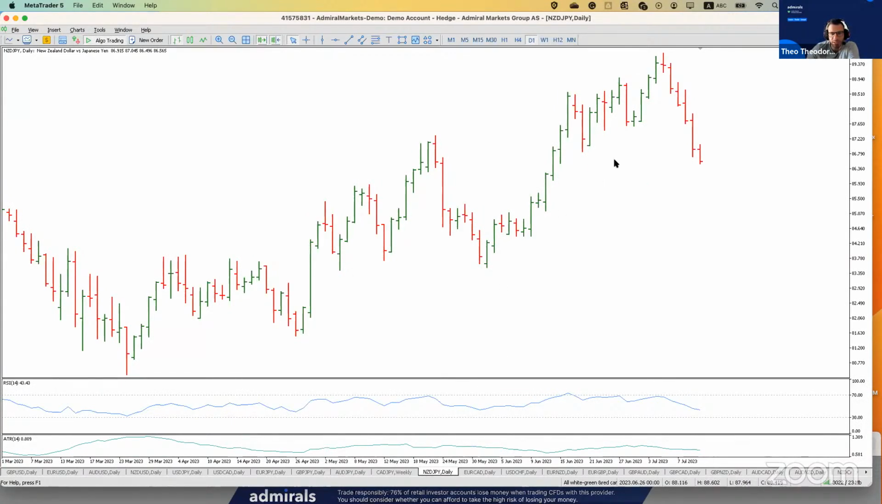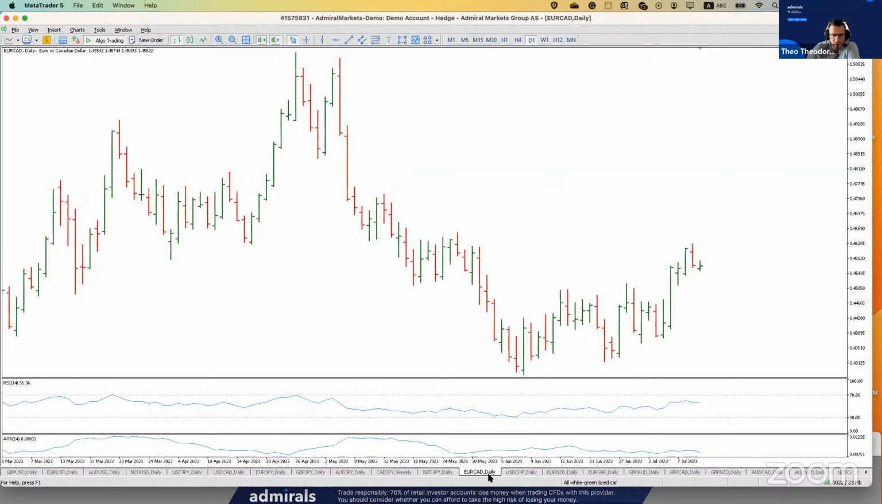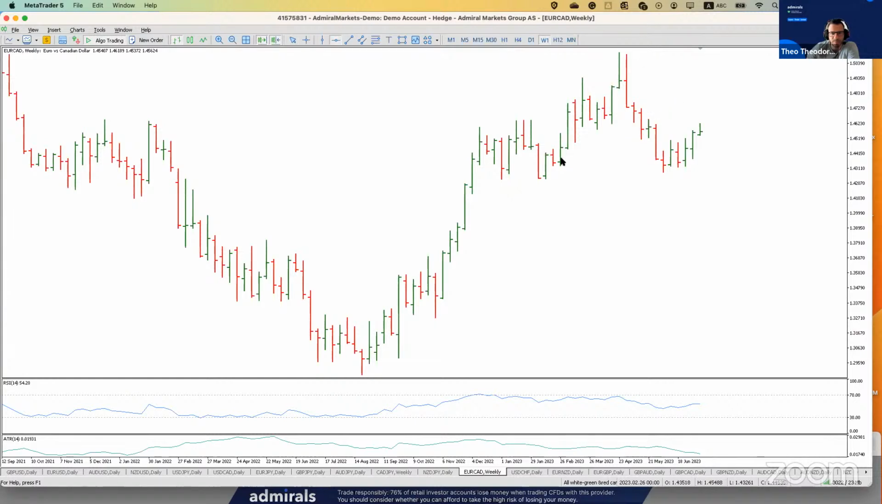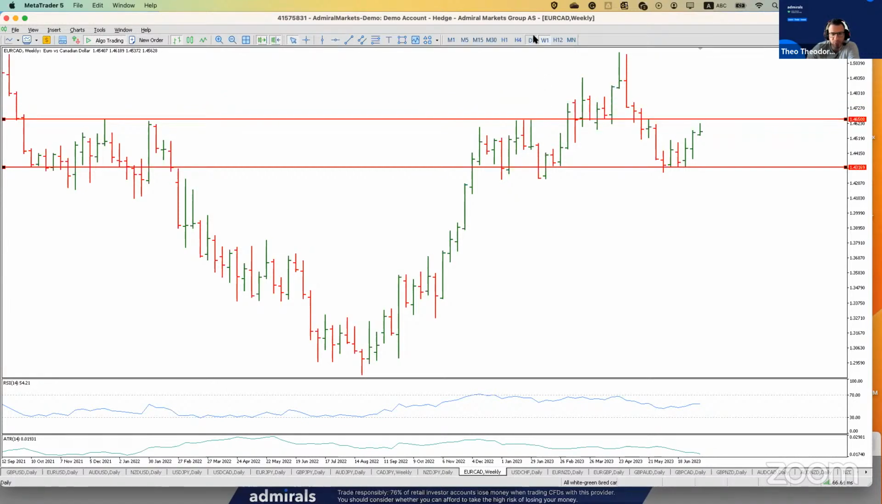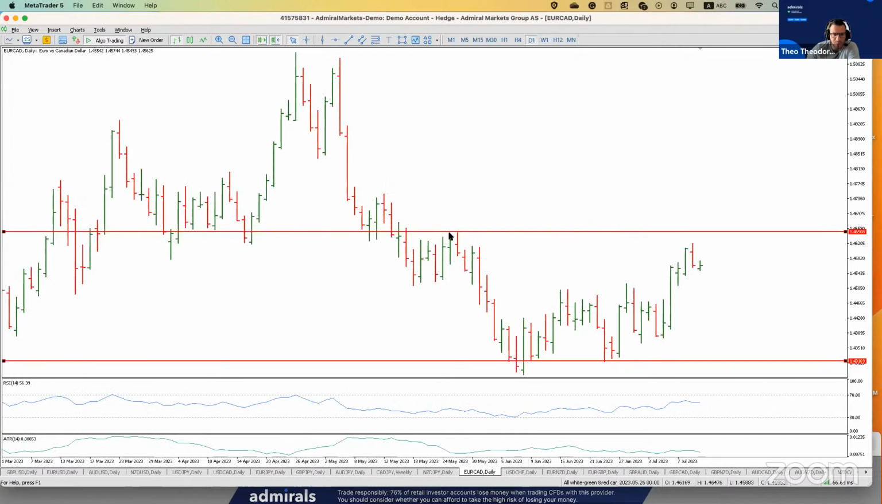Kiwi against the JPY, pretty much the same story. Euro CAD, here it's an interesting thing. Support zone, we can say that it's this low here. Resistance can be this one, this one, this one. Let's start with the first and work our way up. So the first resistance is this one here. The next resistance is this one there. Now the market looks like it's on its way up.